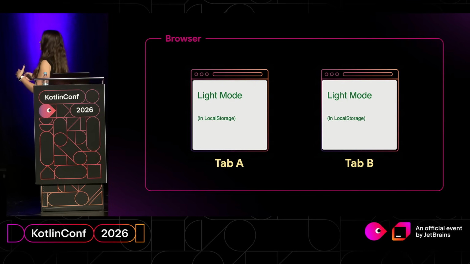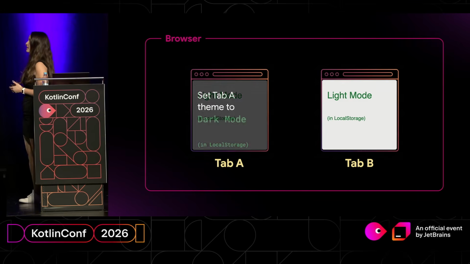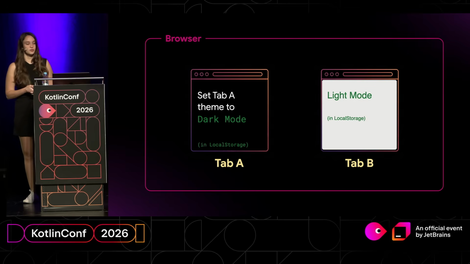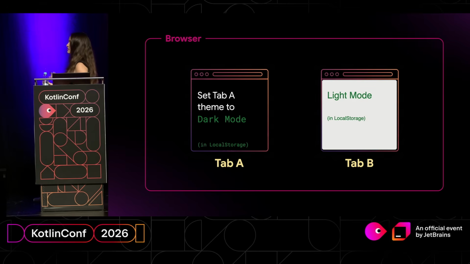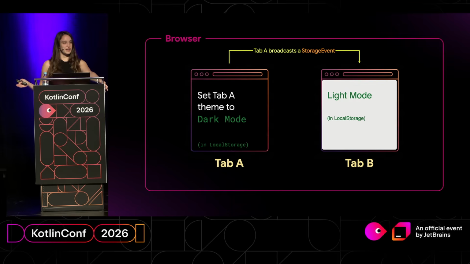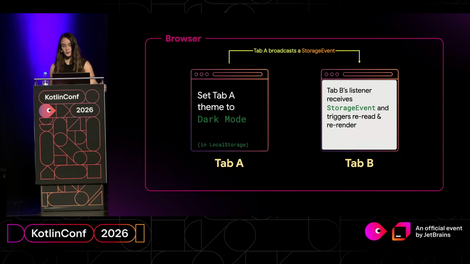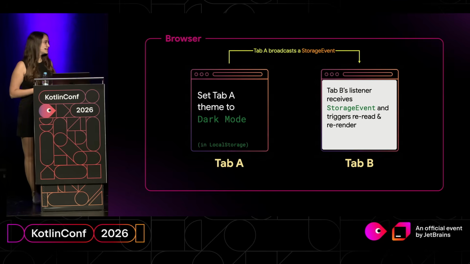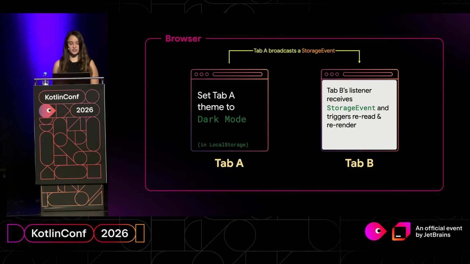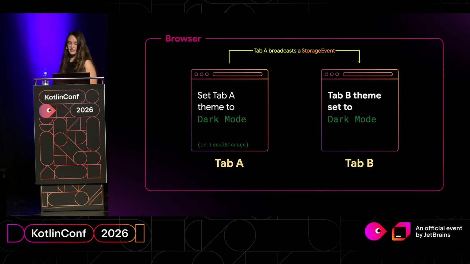Both are using DataStore backed by a local storage, and tab A updates the theme to dark mode. What happens here is DataStore writes this key value pair to the local storage. Because this is the standard web API local storage, the browser does the heavy lifting and fires a storage event, which tab B is already listening for. Tab B's listener receives the storage event and triggers a reread, and the flow emits a new state. And just like that, the UI in tab B is updated.